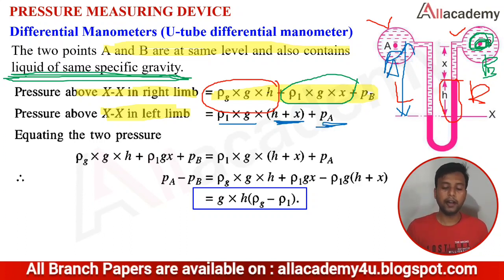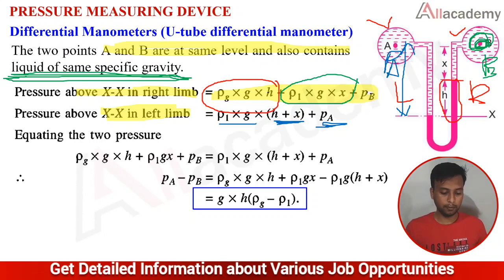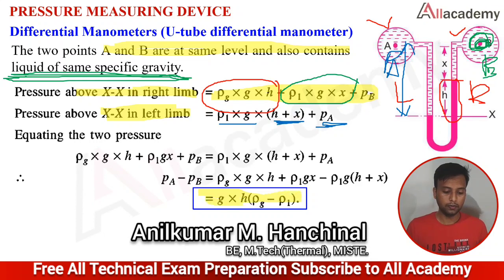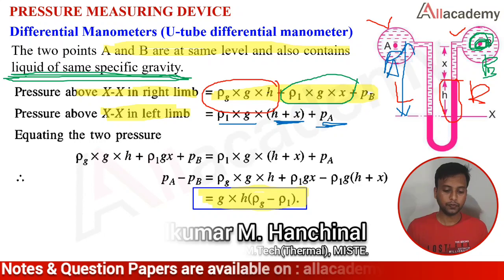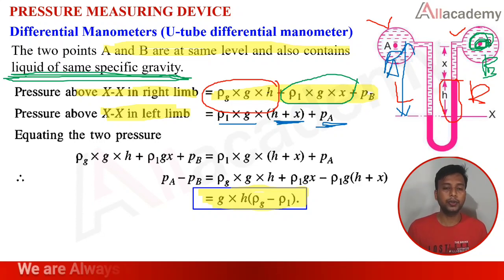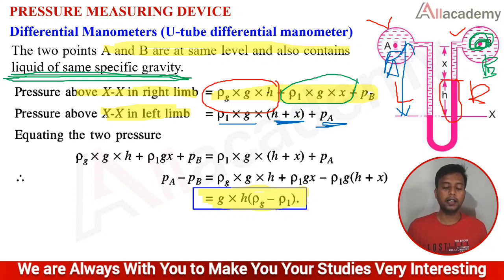Now if I simplify this equation, if I equate these two equations, after simplifying I will get an equation that is the difference in the pressure, PA minus PB. So that will be equal to g into h, rho g minus rho 1, because only one type of fluid is used. So it is g into h (rho g minus rho 1).